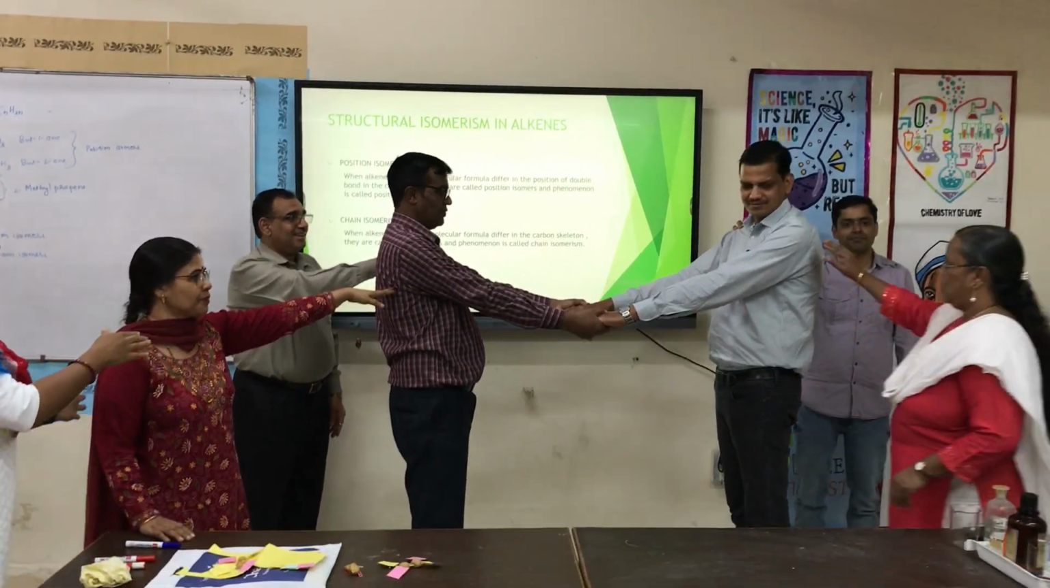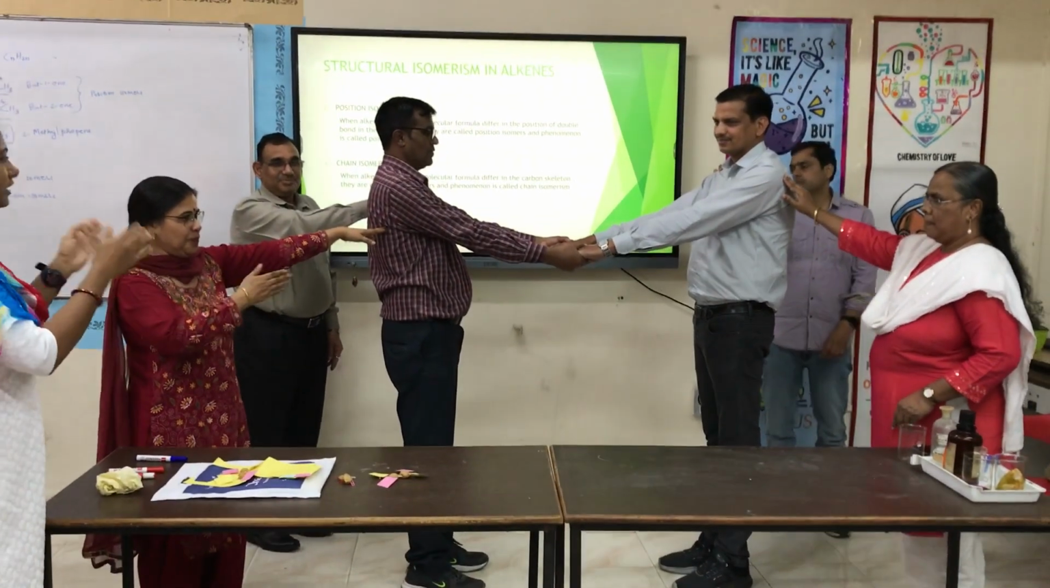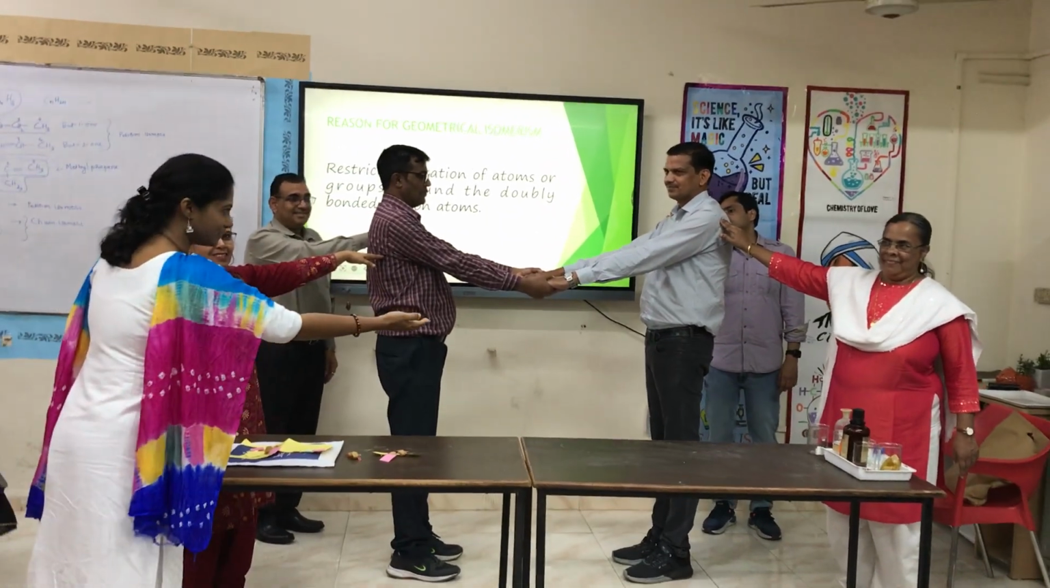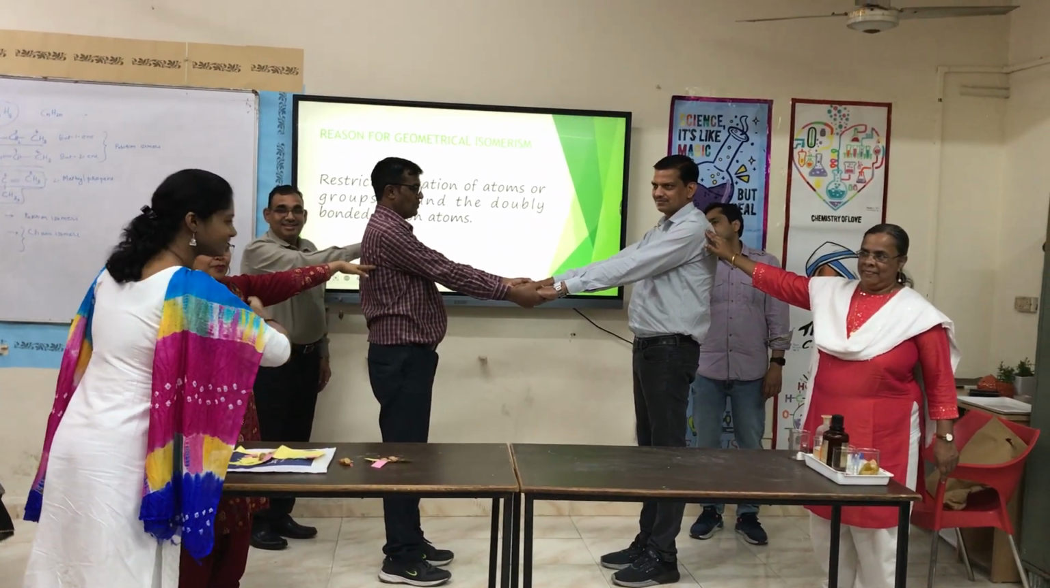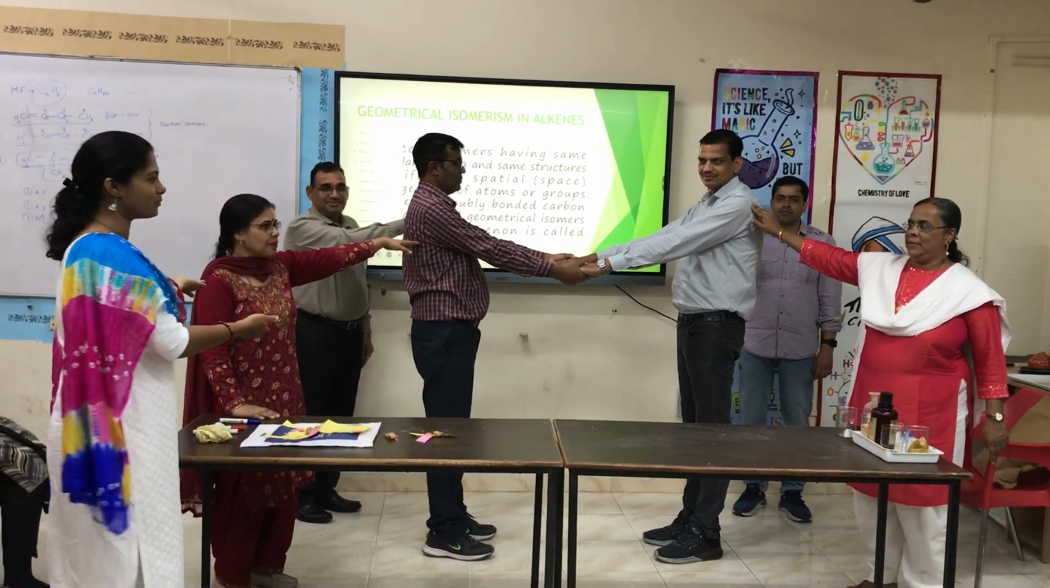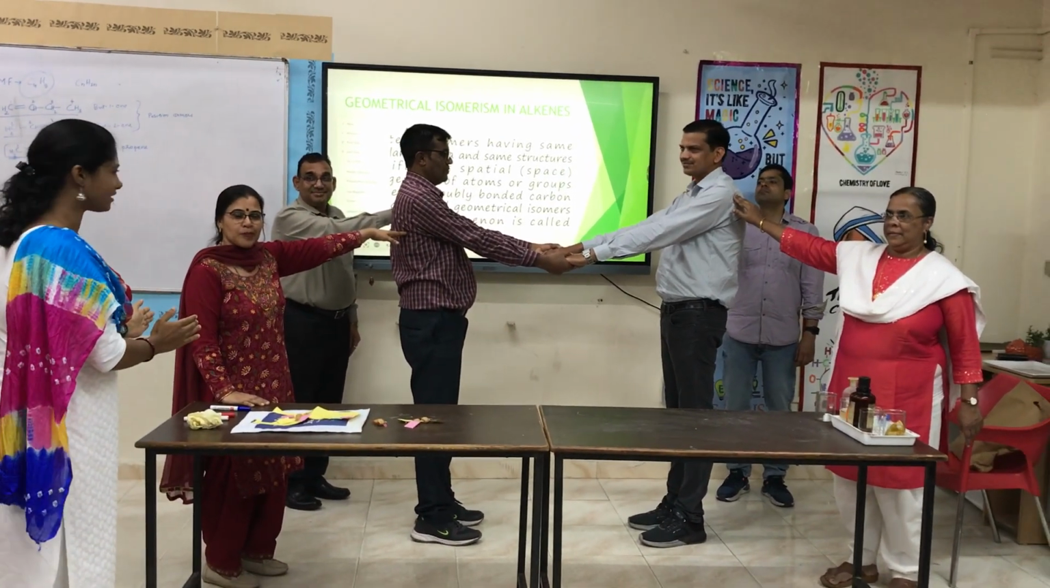Now this is one possible arrangement. In this arrangement, we can see that the female teachers are on the same side of the double bond, and the male teachers are on the other side of the double bond. And this is one particular arrangement.